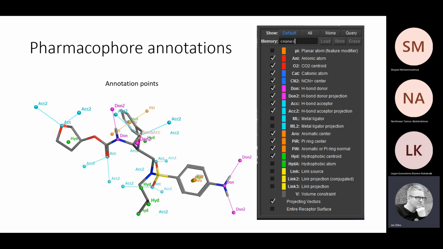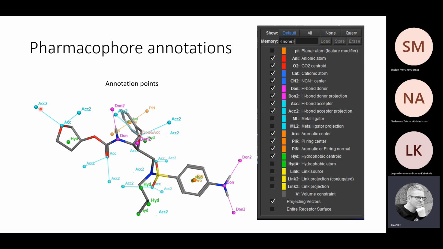If you want to be more specific and determine from which directions the H-bond should come, and this is, of course, consistent with the location of the lone electron pairs, which are here and here, then you also, again, have to use the vector projections. So ACC2 is the projection of H-bond acceptor. Here it means you would expect the protein to have H-bond donor. Yeah? And by H-bond donor, we mean the heavy atom.